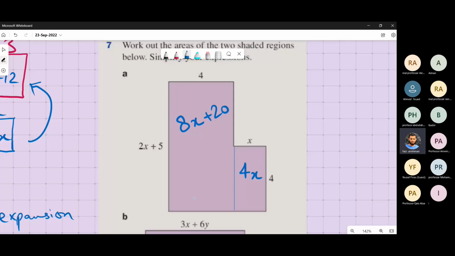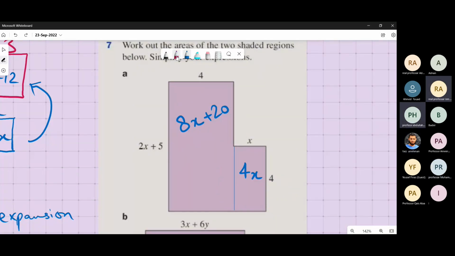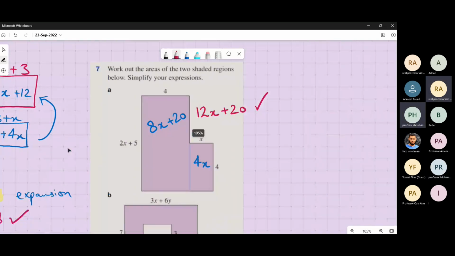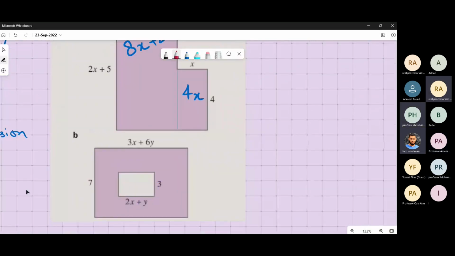Very good. Now, if you combine this and this, what will be the final answer for the total area? We add 8x plus 4x, which is 12x, plus 20. Okay. Then, Mister, what about 3x plus 6? Mister, I want to ask a question. Okay.